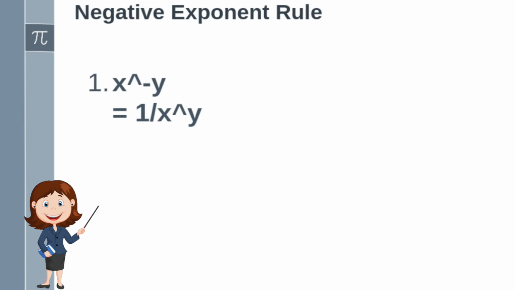And the final rule, the negative exponent rule. Any variable or number with an exponent that's negative would be equal to 1 over a raised to m. So, x raised to negative y would be 1 over x raised to y.